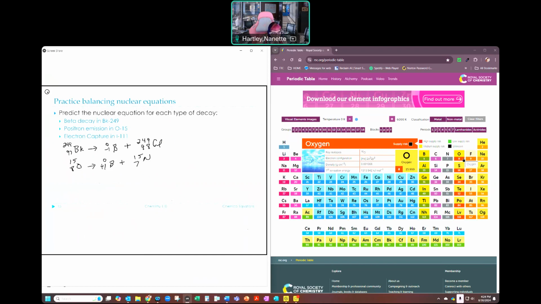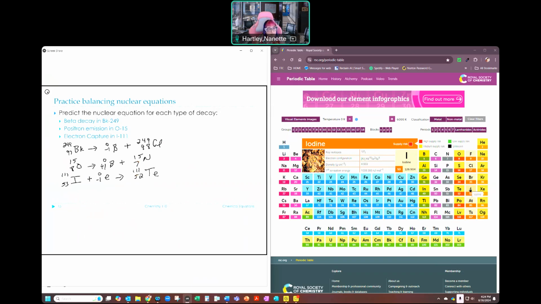And then electron capture in iodine 111. Iodine is 53. So iodine here, 53 there, and 111 here. We have electron capture. That means I'm going to have a 0, -1 e on this side. And then I want to know what that product is. Again, 111 because I haven't changed the mass number. And 53 plus that electron is going to give me 52. So that 52 is Te.